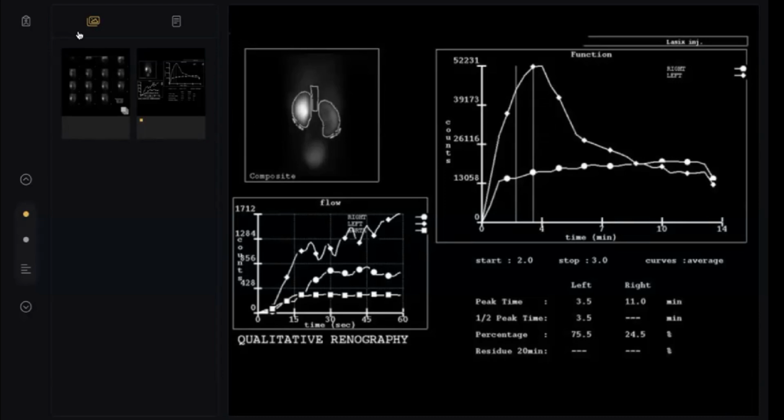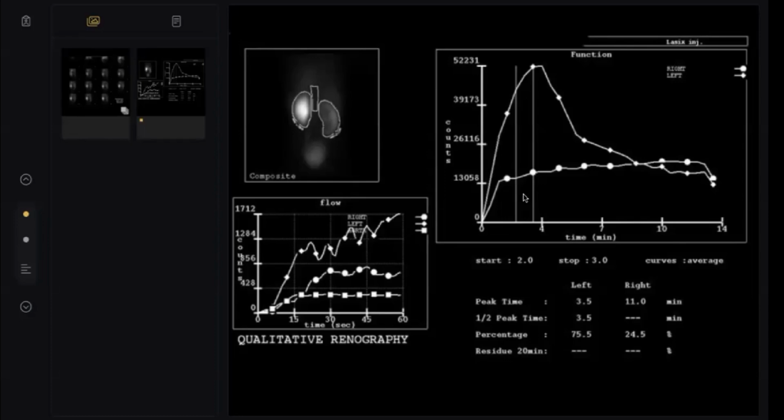This is a child. A diuretic renogram, to see the changes in the curve, whether there is a change or not. They give diuretic and there is no change. What is your next investigation?